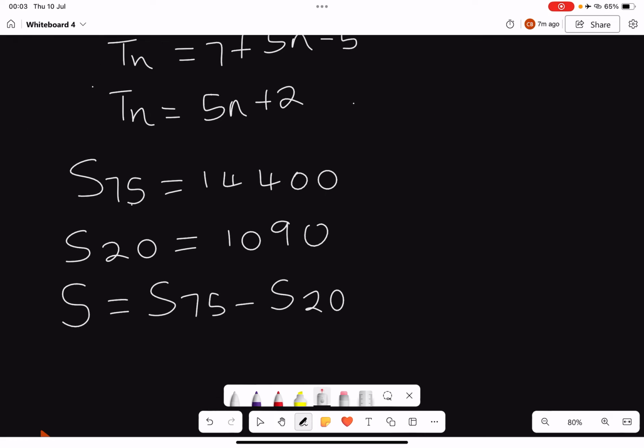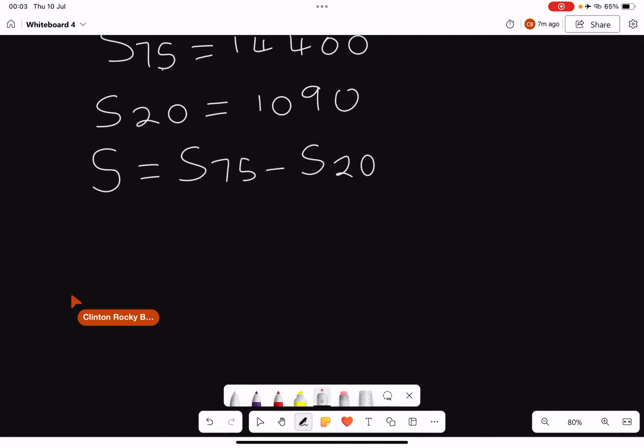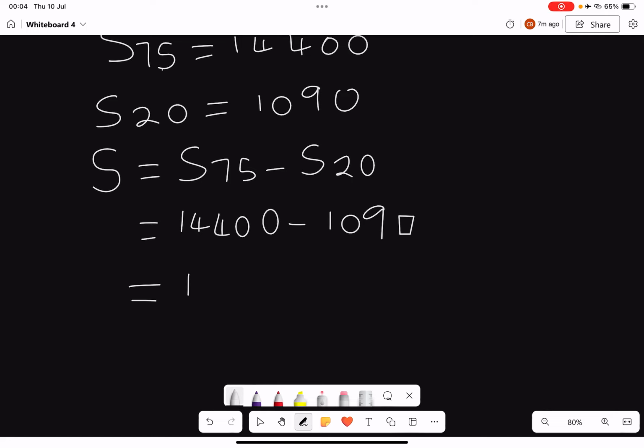Do you see it? So if I need the sum, obviously I am going to subtract. I am indeed going to subtract this. Which gives me 14,400 minus 1090. Pressing that into your calculator, you get 13,310. Yeah? Now we need to plug this into sigma notation.